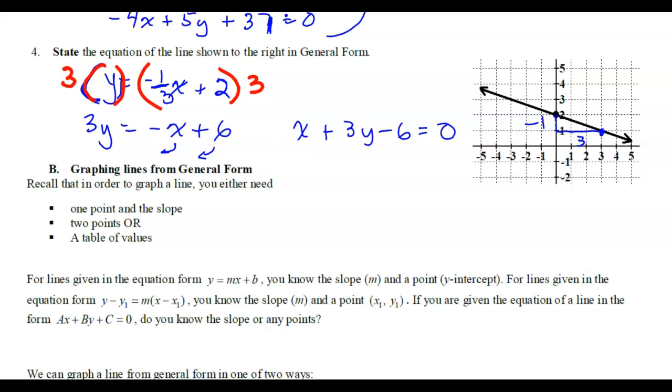Okay, so graphing lines from general form. So if we have general form, how are we going to graph? Pardon?